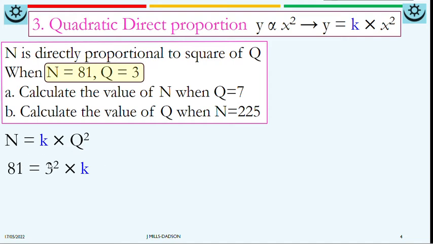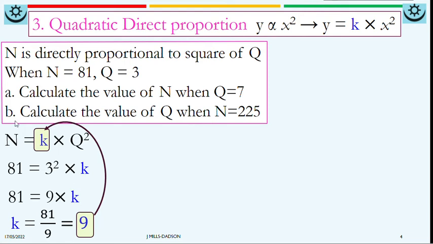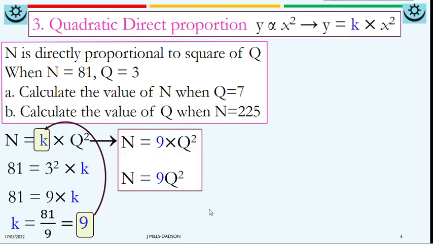So 81 equals 3 squared times k, and 3 squared is 9. So to find k, we divide both sides by 9, and k is 9. So this implicit formula needs to be made explicit by replacing k with 9. So our true formula is n equals 9q squared, or n equals 9 times q squared. So this is what we're going to use to work out a and b.